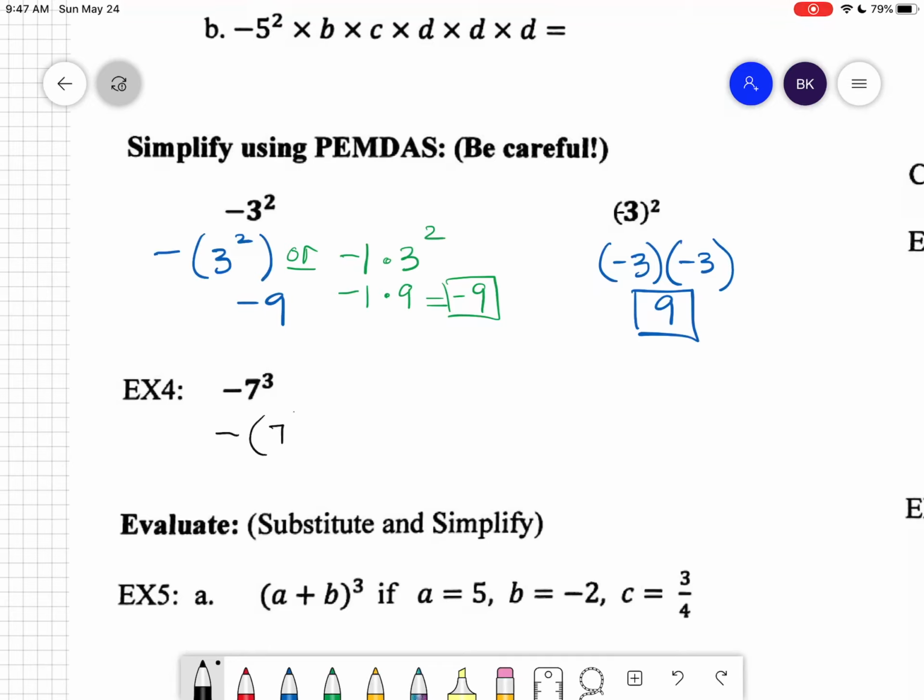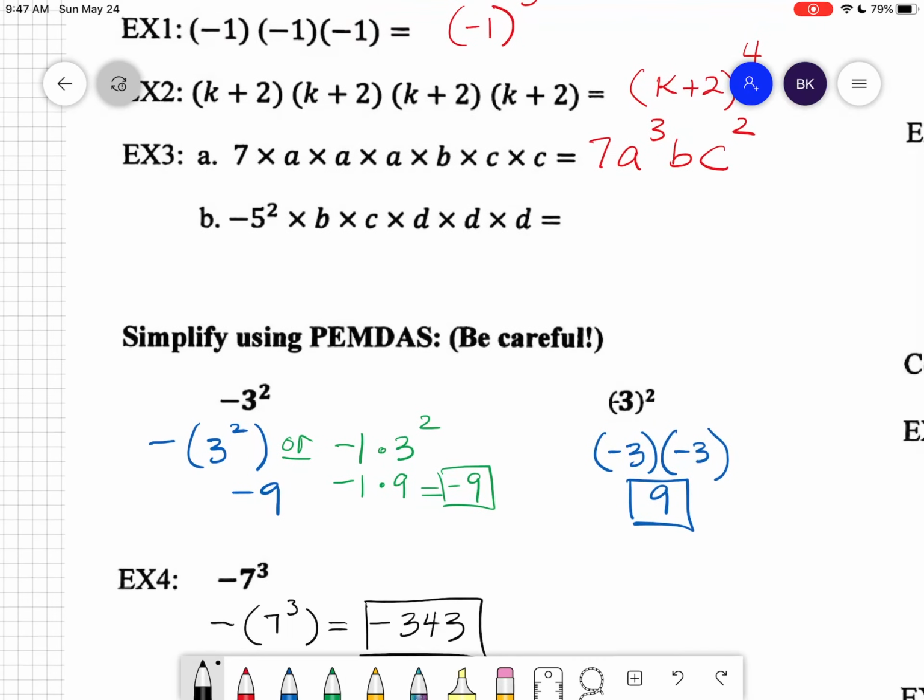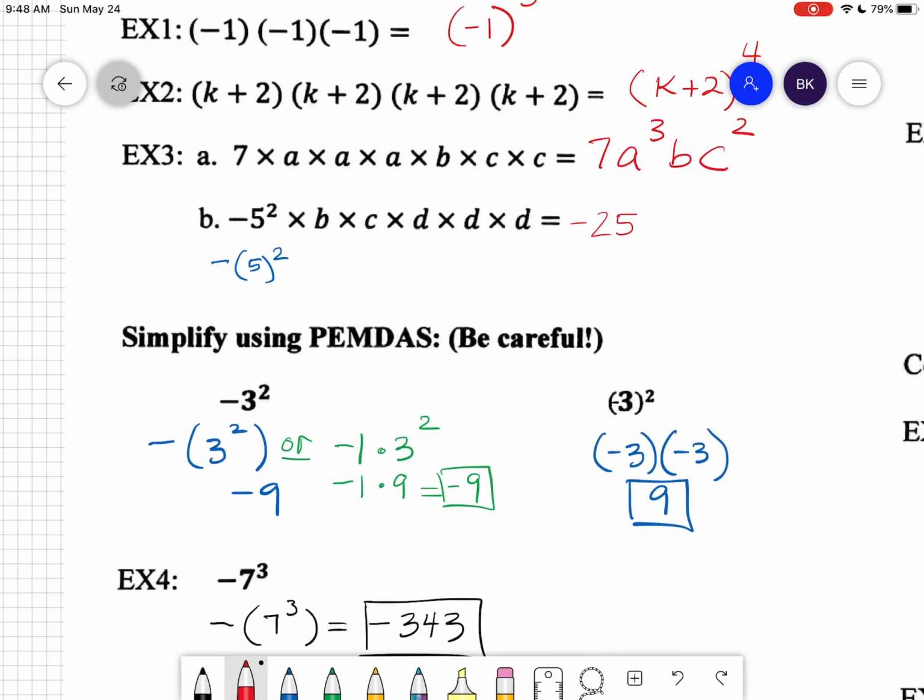So -7 to the third, right, is going to be negative, and 7 to the third is 343. So it will be negative 343. Okay. Let's take a look at example B that I skipped. So negative 5 to the second. Notice there's no parentheses, so I'm just going to rewrite it like this. It's going to be negative, right, 5 to the second, or negative 25. So my answer will be negative 25, right?